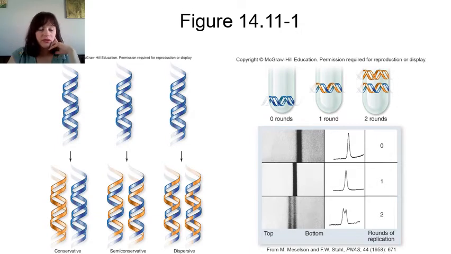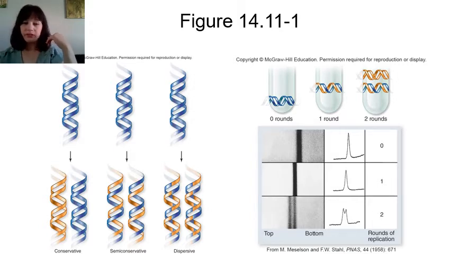Again, here you can see we've got our three possible models, right? And with the conservative model, you would only see two bands, a top band and a bottom band, right? And that is never the case in any of these options. With our second option, you would at certain points see an intermediate band, which they did, right? But you would also eventually see that the new DNA is being used as the template. And so we have an additional band here that is made up of all new DNA.